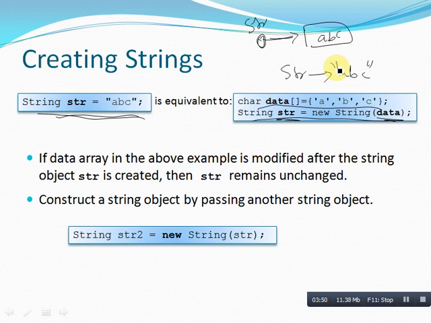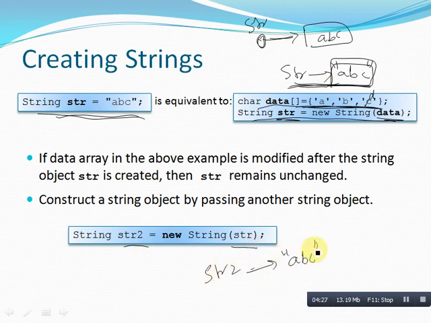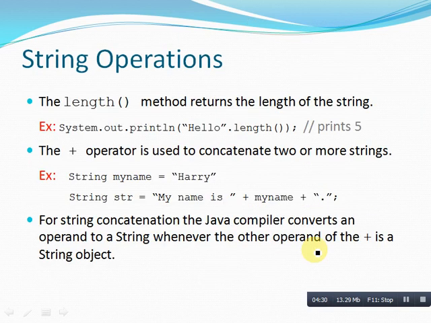So if the data array in the above example is modified after the string creation, then it has no effect on the string object, because once it is created, you cannot modify the data. If you remove C and put D in the array, the str remains ABC as it is. You can also construct the string objects by passing another string object. Okay, so str2 is now created, and str2 will also have the value ABC. Okay, this is about creating the strings.